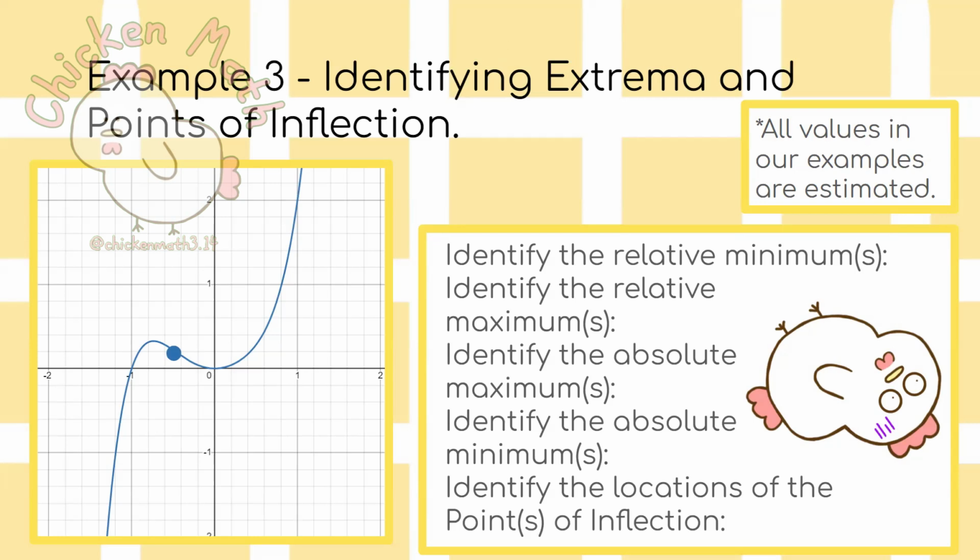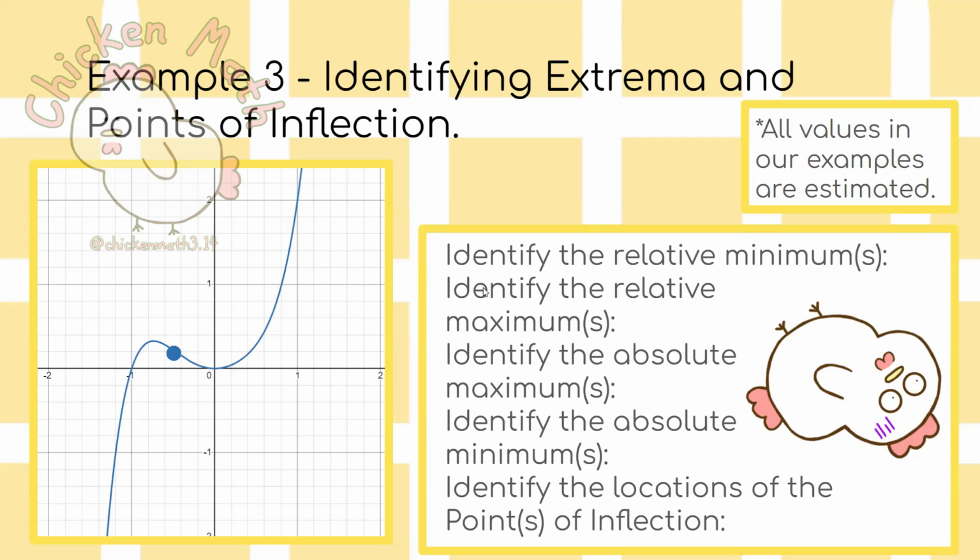Okay, so this is our third example, and this time we're going to be identifying the extrema and points of inflection from the graph of a function. Keep in mind that all values in our examples are estimated, as always, so we're not calculating this in any way. We're just going to be eyeballing it from the graph. And obviously on tests and homework assignments, it'll be really easy to tell where our points are, so don't worry about that.